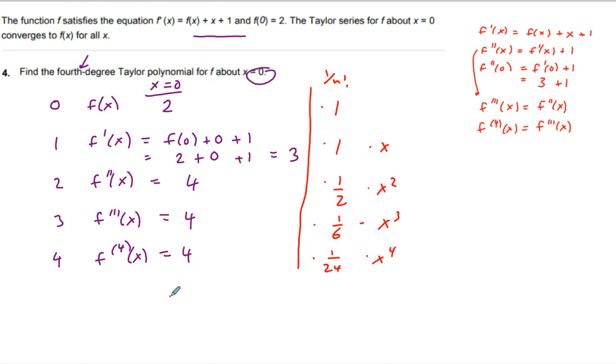Multiplying it all out, we get 2 plus 3x plus 2x squared plus 4/6, that's 2/3 x cubed, plus 4/24, 1/6 x to the 4th. That's it for problem number 4.